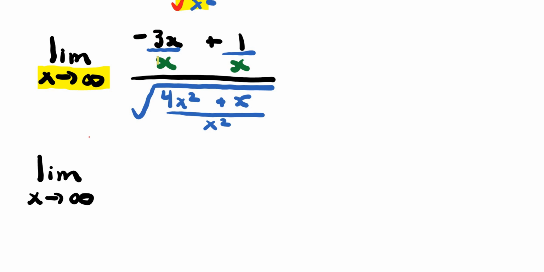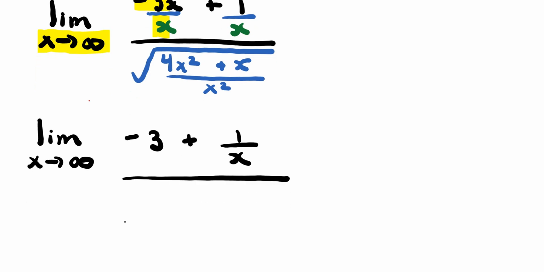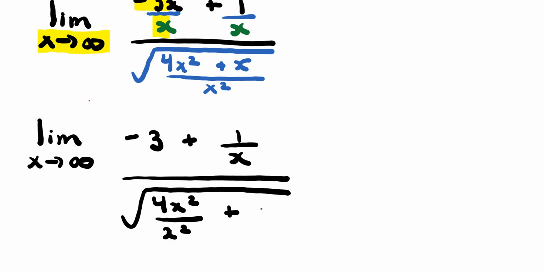Now you can start simplifying things. This part right here, negative 3x over x, is going to be negative 3 plus 1 over x. Then the denominator you can also simplify. I'm going to rewrite this using a two-step process, but it's really 4x squared divided by x squared plus x over x squared. If you simplify that, this x squared and that x squared just cancel off. So you're just given a 4, and we know that x divided by x squared is just 1 over x. So the denominator is really 4 plus 1 over x.